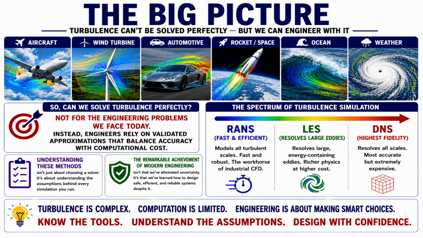So, can we solve turbulence perfectly? Not for the engineering problems we face today. Instead, engineers rely on validated approximations that balance accuracy with computational cost. RANS, LES, DNS, each represents a different point on the spectrum. Understanding these methods isn't just about choosing a solver, it's about understanding the assumptions behind every simulation you run. The remarkable achievement of modern engineering isn't that we have eliminated uncertainty, it's that we have learned how to design safe, efficient, and reliable systems despite it.